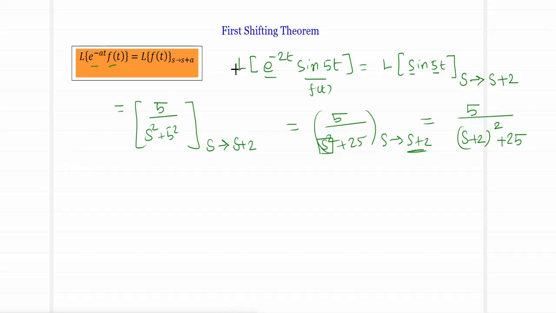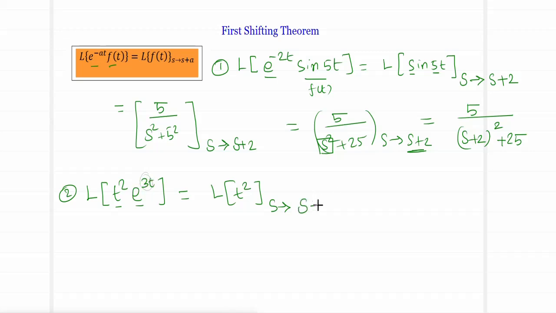Now, let us take one more example. Number 2. Find Laplace of t square e to the power of 3t. Now what does this do? There is going to be one term over here, f of t, and there is an exponential term. So by the shifting theorem, it computes Laplace of t square and in the output, wherever it finds s, this s is moved by how many units? Since it is positive 3 over here, it moves to minus 3 units in the s direction.